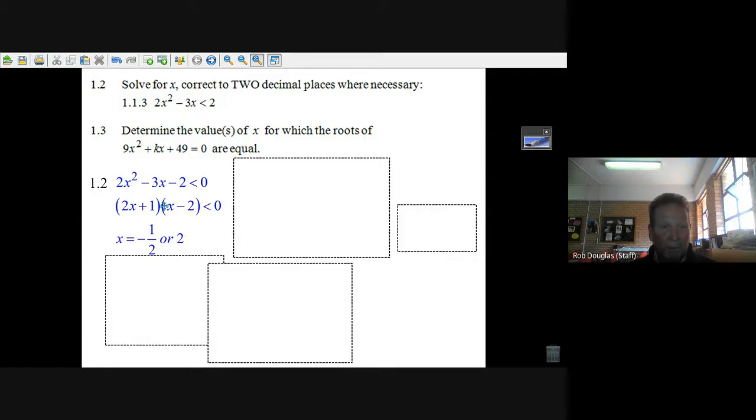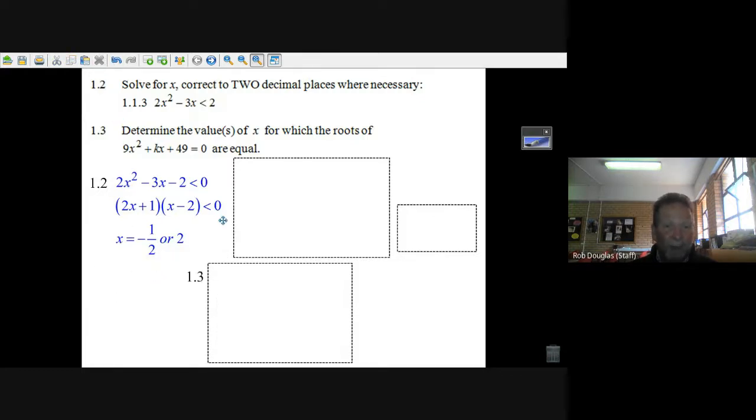You see that 2x times x is 2x squared. 2x times minus 2 is minus 4x, plus 1x gives me the minus 3x. 1 times minus 2 is minus 2. Okay, now we've got x is equal to minus a half or 2. And that first part people are okay with.